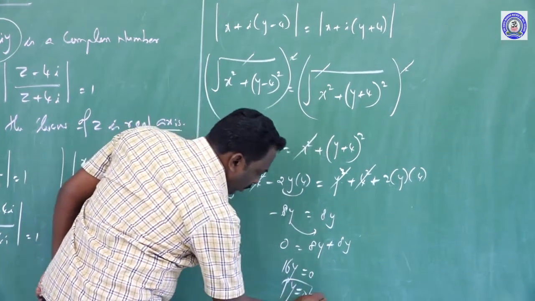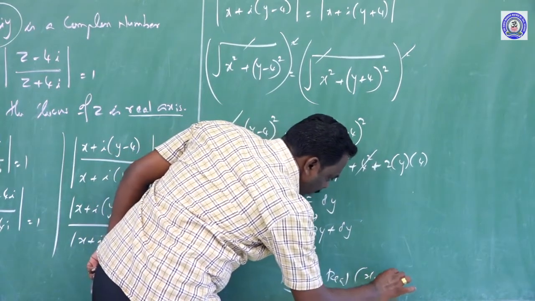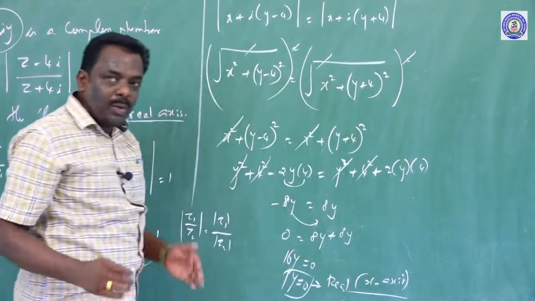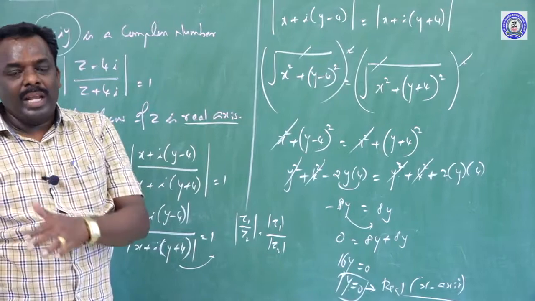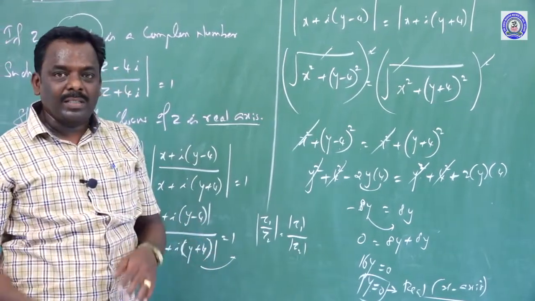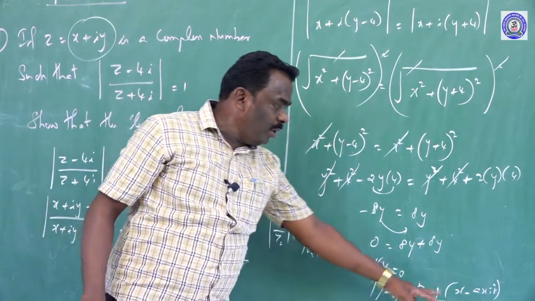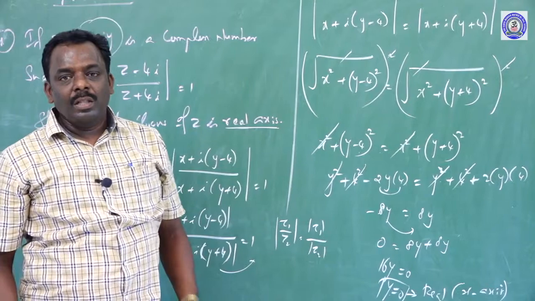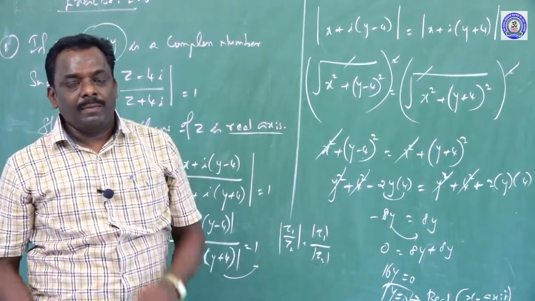What is y equal to 0 called? It is the real axis. Real axis means what? It is the x axis only. We can say y equal to 0 is the real axis, and x equal to 0 is called the y axis. Therefore, we obtain y equal to 0, which is called the x axis. That means it is a real axis. So therefore, the locus of the complex number z lies on the real axis.